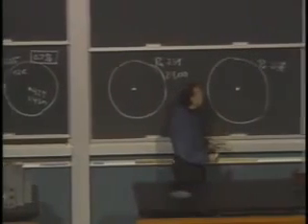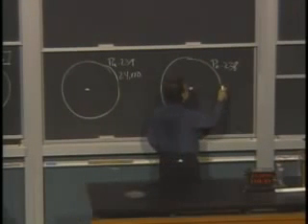Plutonium-238, which has one less neutron, has a property that its half-life is 80 years.